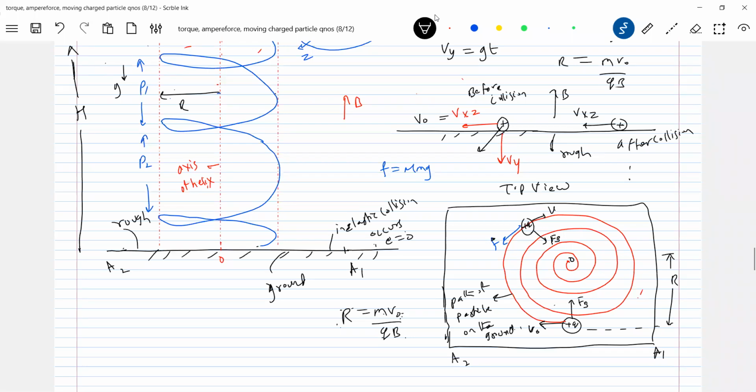Okay, tomorrow we'll see some problems related to F equal to BIL. They are about the charged particle and dipole moment. Tomorrow we'll discuss problems related to F equal to BIL.